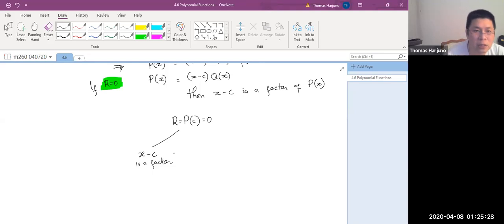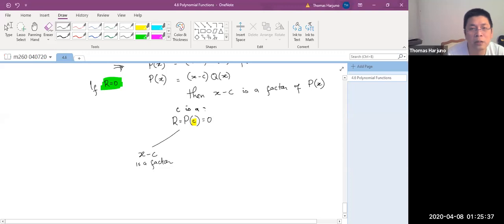If c is a 0 of P(x), or P(c) equals 0, it means x minus c is a factor. And from there we can also say that (c, 0) is an x-intercept, of course, if c is a real number.